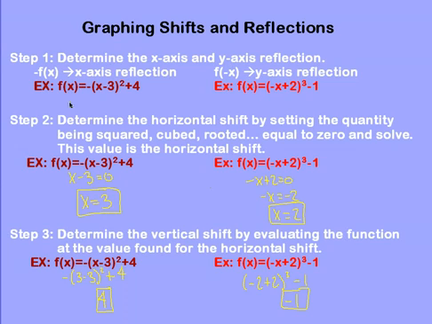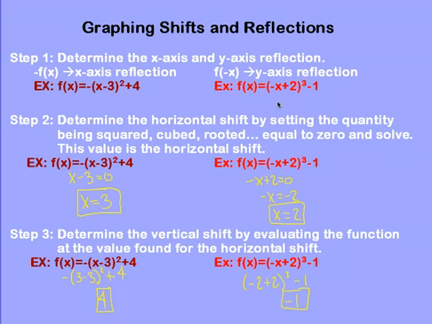So for this first example, we have a negative on the outside of the quantity containing the variable. If the negative's on the outside, it's going to control the x-axis reflection. Since it's negative, this parabola is going to open down. In the second example, the negative is on the inside of the quantity that contains the variable. Since it's on the inside, that's going to control reflection over the y-axis.